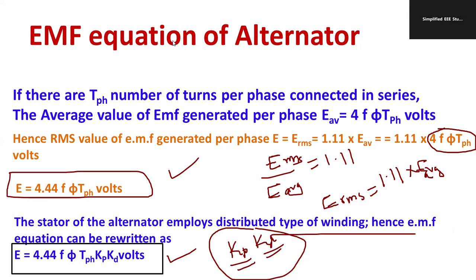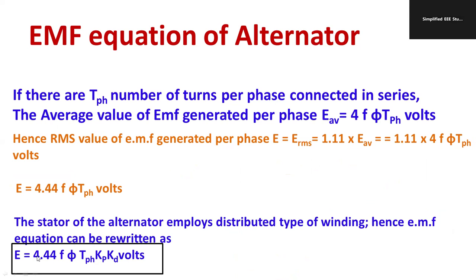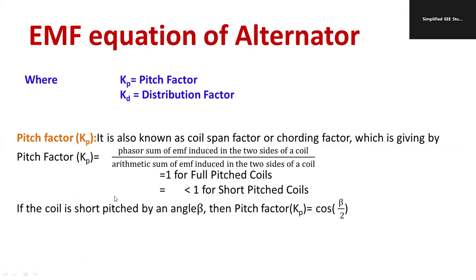All right. So ultimately, I'll be getting 4.44 F5 T phase Kp Kd. This is the ultimate EMF equation of alternator. Kindly make a note: the capital E is expressed in terms of RMS value. So Kp and Kd. Kp is nothing but pitch factor, where Kd is known as distribution factor.